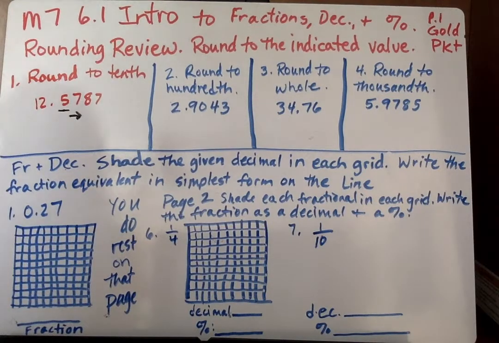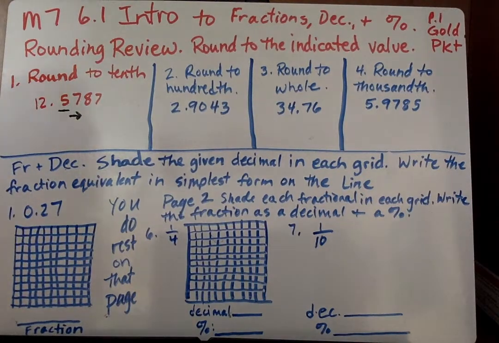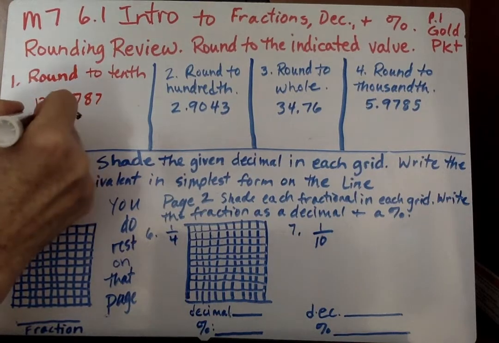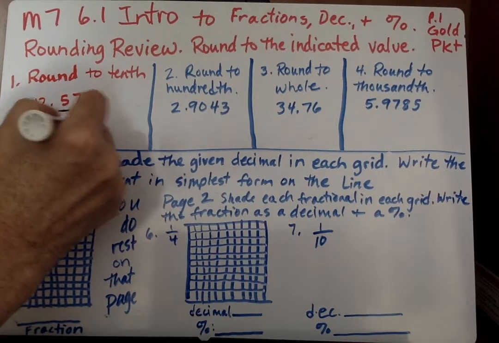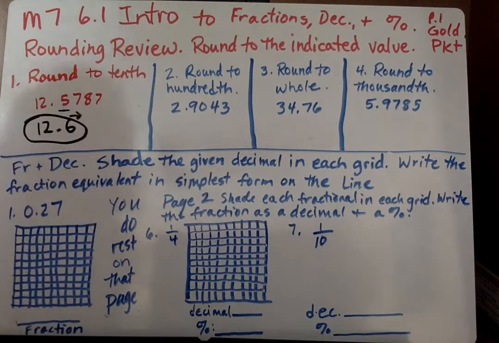And remember, if it's 5 or more, let it soar. In other words, we're going to make it go up 1. If it's 4 or less, you let it rest. Okay? Say that with me. 5 or more, let it soar. 4 or less, let it rest. Okay? So this is 5 or more, so we're going to change that to 12.6. And that's rounded to the nearest tenth.